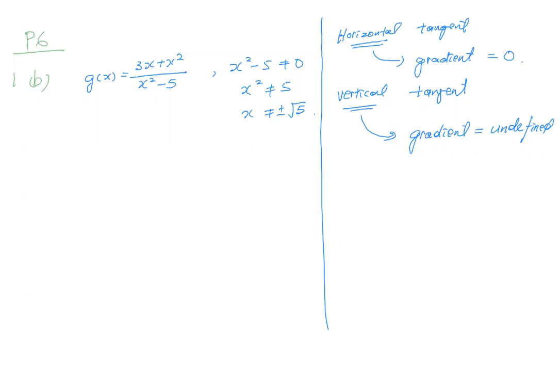So it's undefined at the vertical asymptote. But for g(x), the domain is this, so there isn't any vertical tangent. Are you all okay? Do you get me? So that's why you have to know, when we talk about a vertical straight line, the gradient is undefined. Okay?